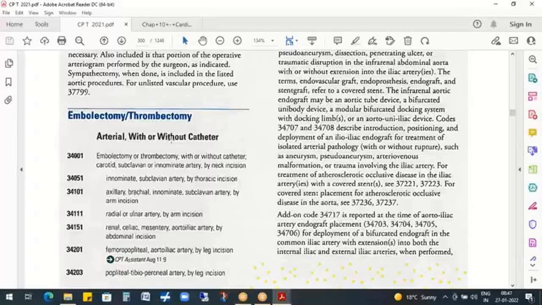Now try to read the code description, everyone, before going to learn vascular families. Go with the codes. 36215. Are you there, everyone? 36215. Yes, sir. Okay, try to read the code description.